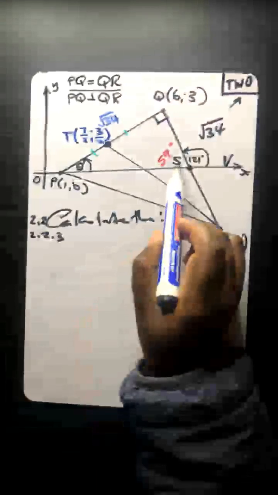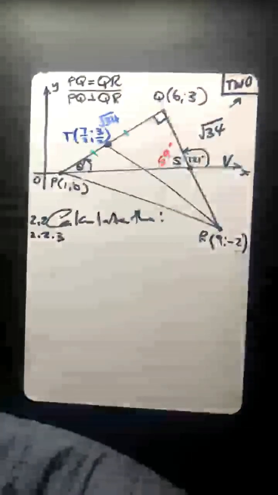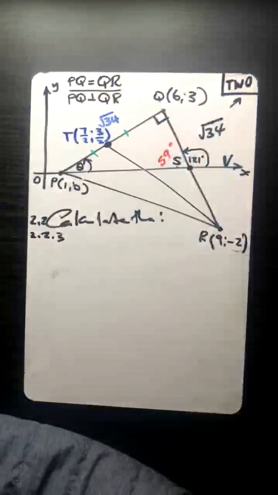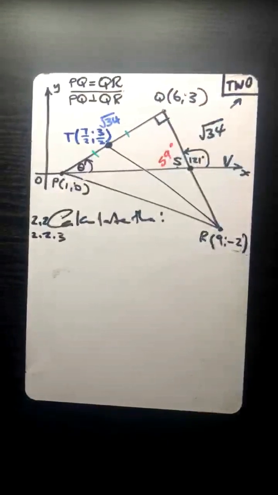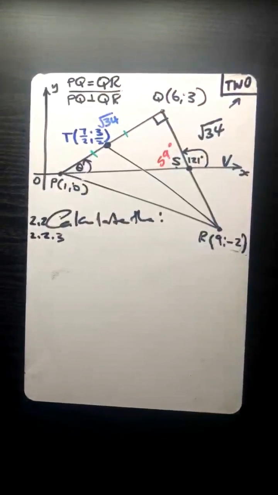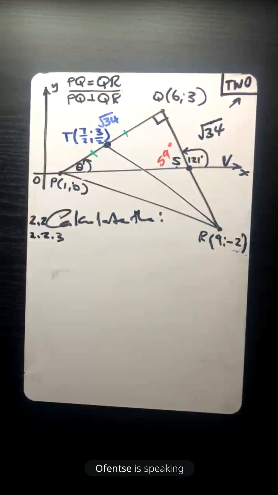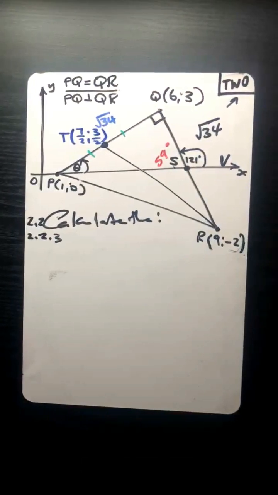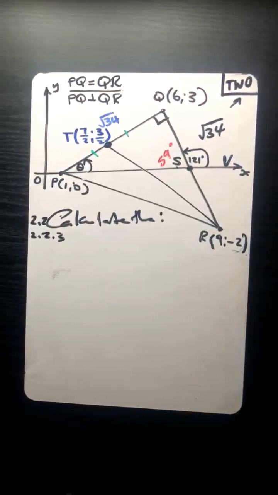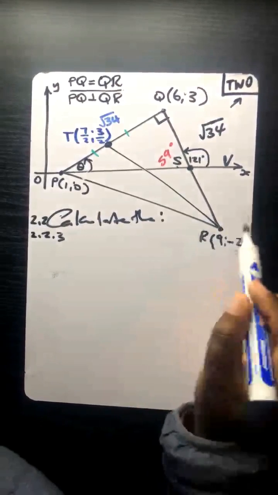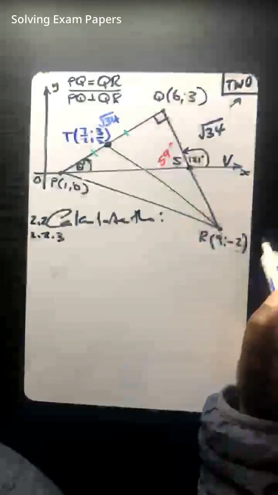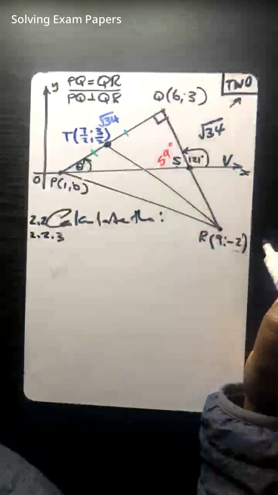So let's see. The coordinates of S. But what do we know about S? Remember to mute your mic, honorable members. Someone has got their mic unmuted. Offense, remember to mute your mic. So let's see. Okay, what do we know about S? Very quickly.